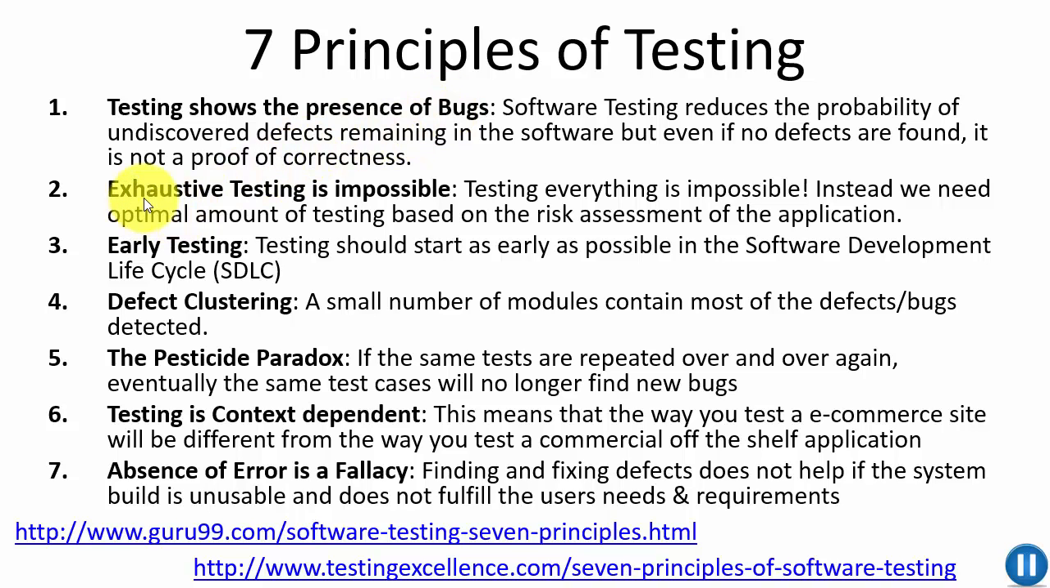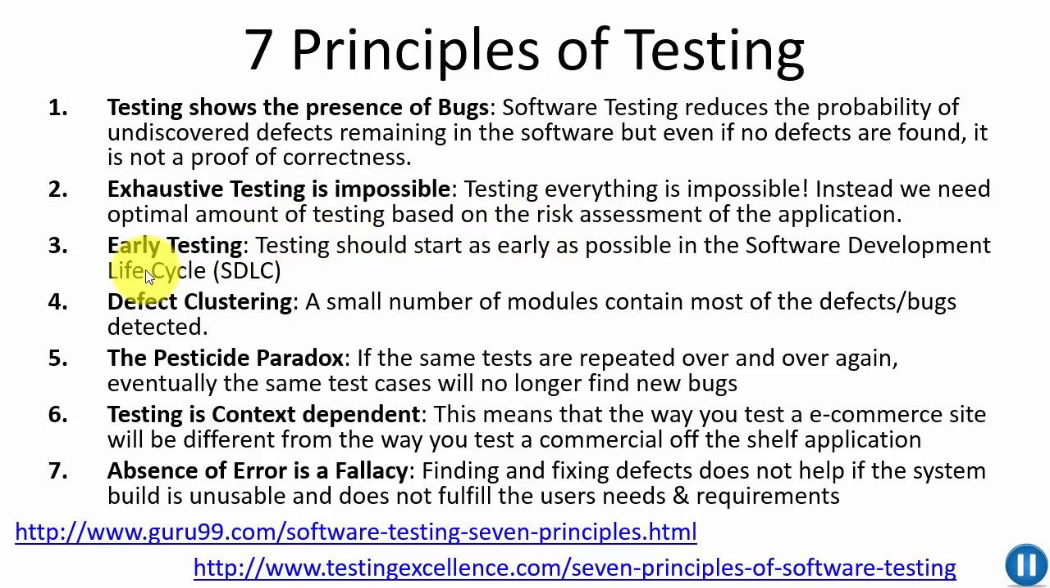Number 2, exhaustive testing is impossible. So testing everything is impossible. Instead, we need an optimal amount of testing based on the risk assessment of the application. So we need to focus on some important areas within the application, where we focus most of the testing.